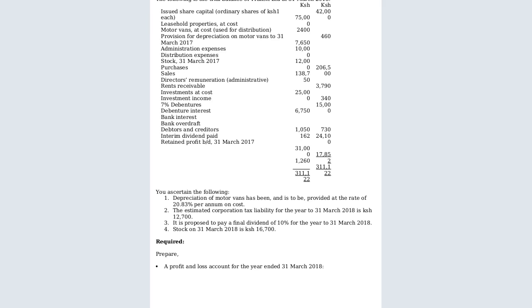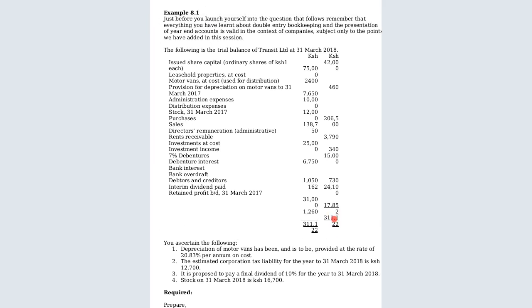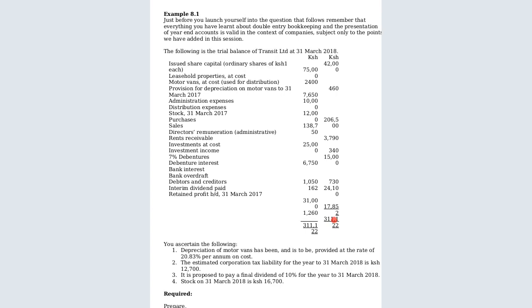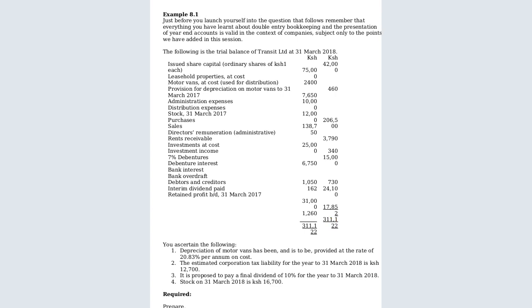And what is the cost of motor vans? If you check up there, motor vans at cost was 2,400. So 20.83% of 2,400 is how much? Use your calculator, please. Someone to tell me how much is the depreciation. So we are calculating depreciation of motor vehicles, motor vans, 20.83% of 2,400.